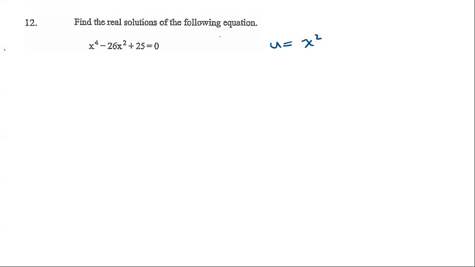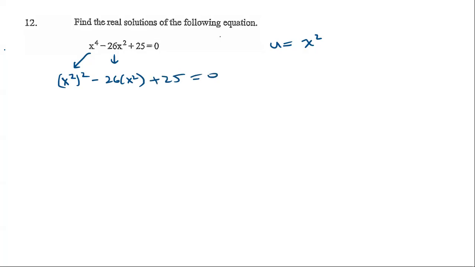So in this case, I'm going to rewrite this as 26 times x squared. And this one here, I'm going to rewrite as x squared raised to the square. Remember, a power raised to a power, you multiply. So 2 times 2 is going to give us 4. And of course I have plus 25 equals 0.